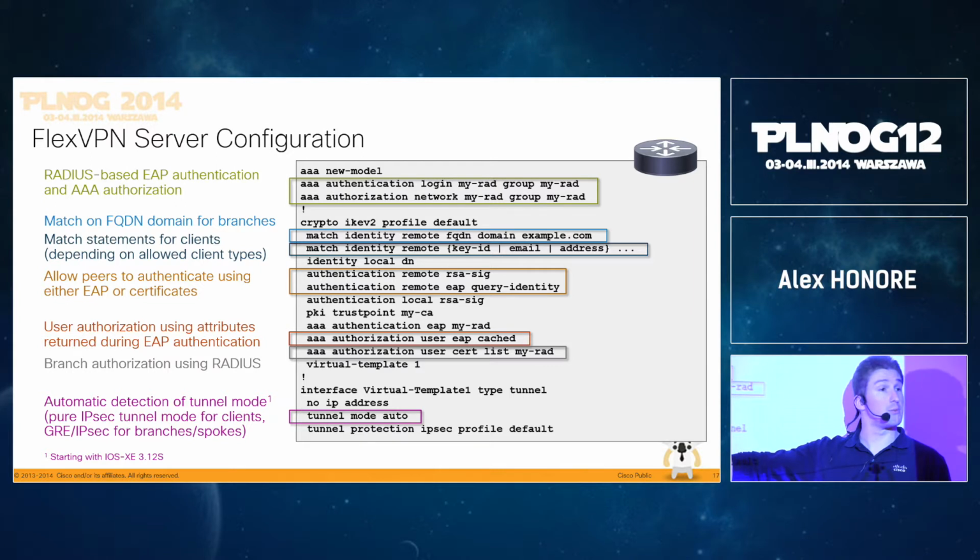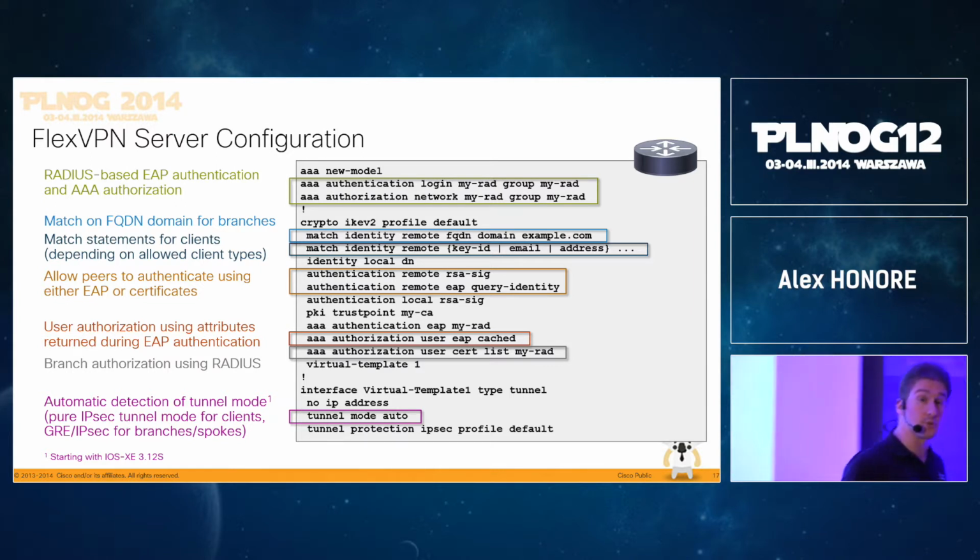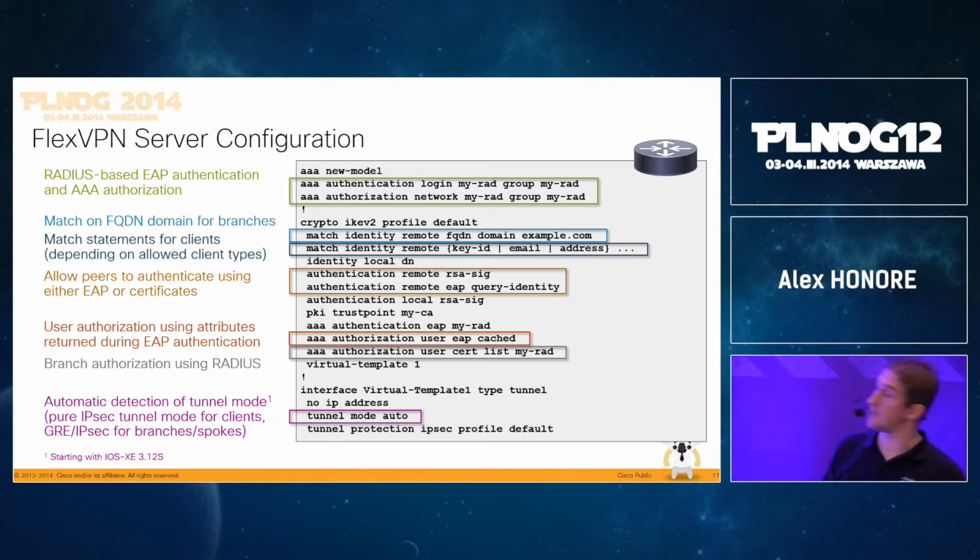In this case, I use tunnel mode auto. Why? Because branches doing spoke to spoke need NHRP. If they need NHRP, they need GRE. But my Windows client doesn't support GRE. So this allows me, it starts in 17.3.1, to follow what is proposed by the client using tunnel mode auto on the vtemplate. This is quite handy as well. Otherwise, you would need two profiles and two vtemplates.